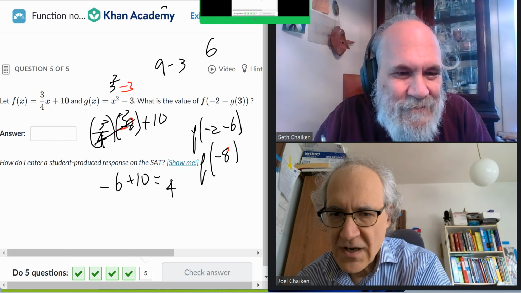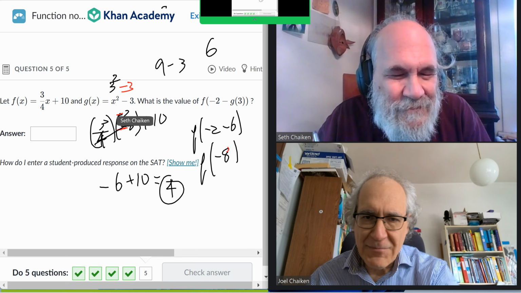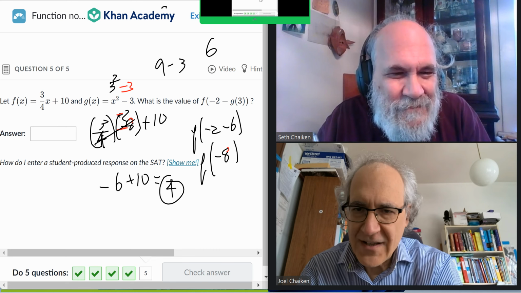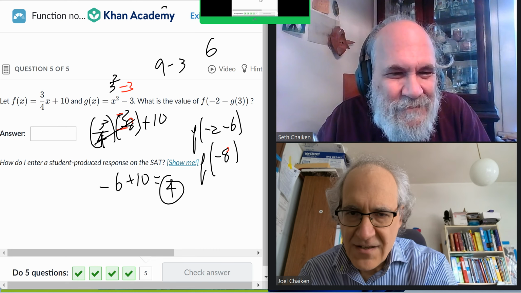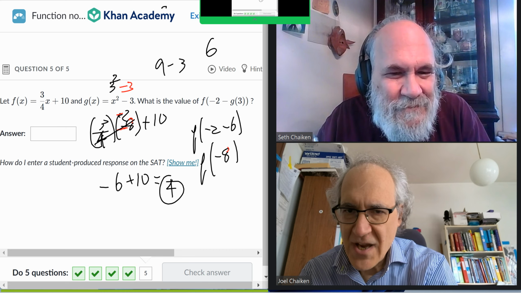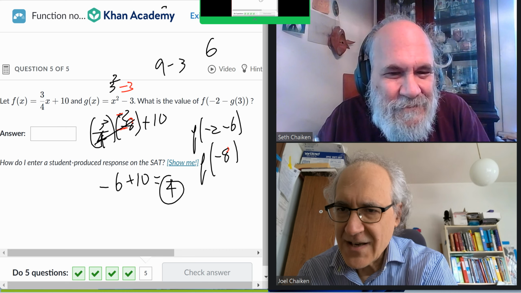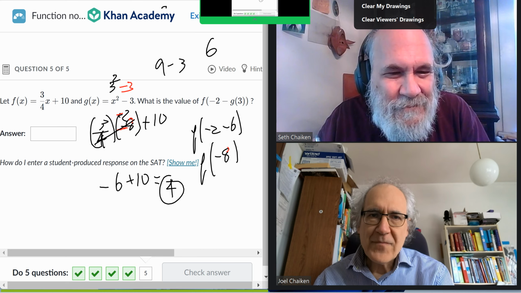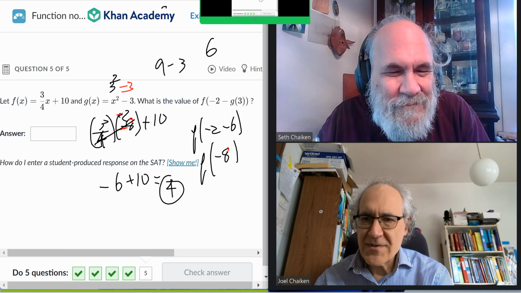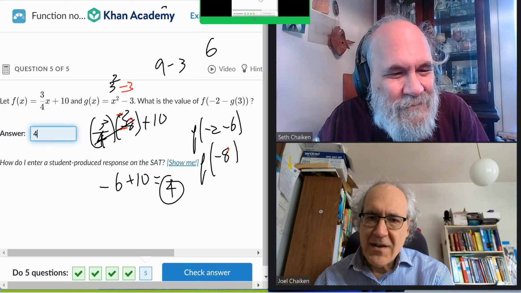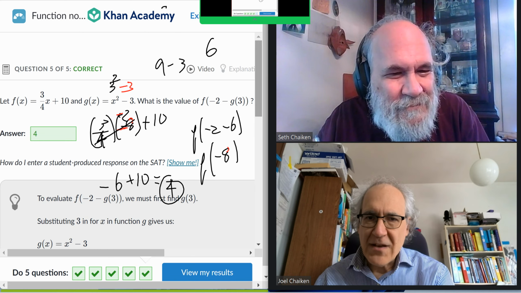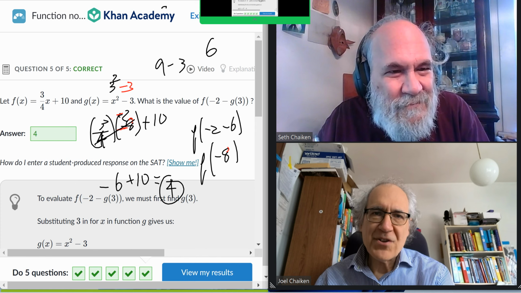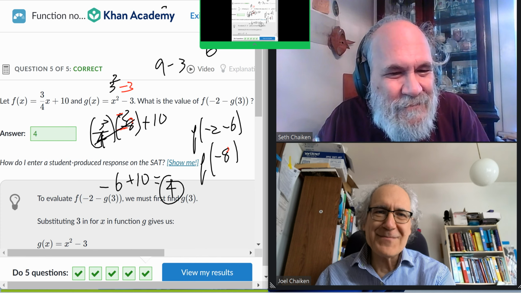But on an actual SAT, I would double check my work, because I don't want to get this wrong. So let's see if I was right. Very quickly, just double check. This is 3. 3 squared is 9. 9 minus 3 is 6. Then this is minus 8. Minus 8 is a minus 2. Minus 6. But yeah, I think I'm right. So the answer is supposed to be 4. Let's see. Am I right? Yeah, I'm right.